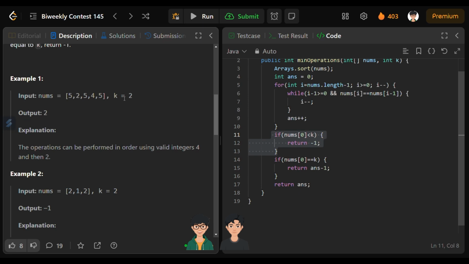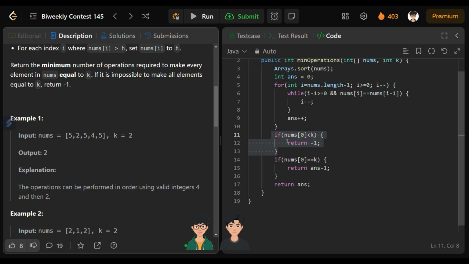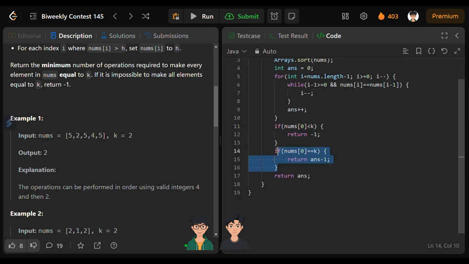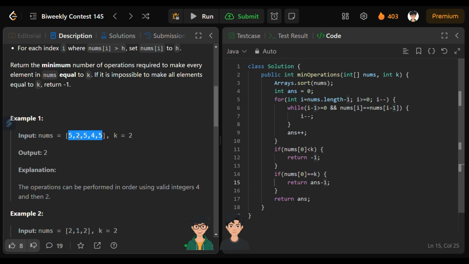But 1 is less than 2, 1 is less than k. So if this happens, we can't get all the elements equal to k, so we have to return -1 in this case. That's why I have written -1 here. And if nums[0] is equal to k, then I will return the answer. In this case, sorted nums[0] is 2, and that is equal to k.